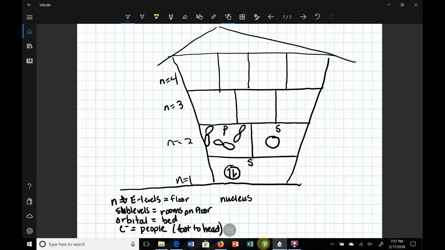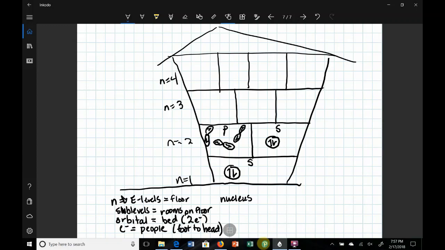So if we remember orbitals, they can only have 2 electrons apiece. So we can have 2 electrons in the s orbital. 2 electrons in a p orbital, 2 electrons in this p orbital, and 2 electrons in the last p orbital.